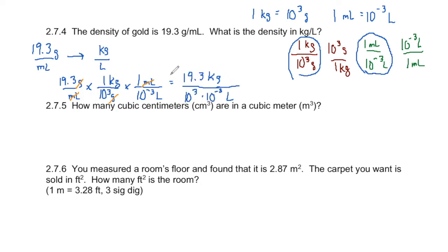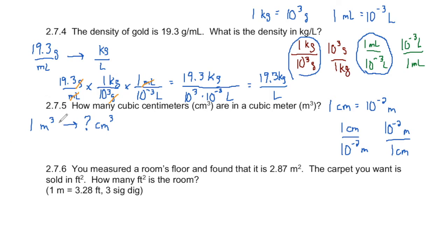In the numerator we have 19.3 kilograms. In the denominator we have 10 to the 3 times 10 to the minus 3 liters, which is the same as 10 to the 0, which is 1. So we actually end up with 19.3 kilograms per liter. And that kind of makes sense because a kilogram is 1,000 times as big as a gram, and a liter is 1,000 times as big as a milliliter.